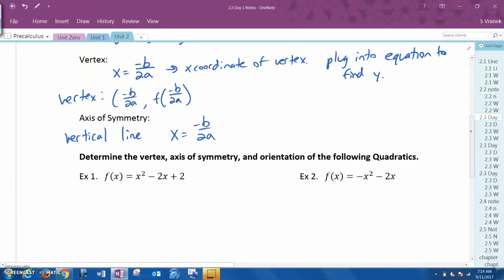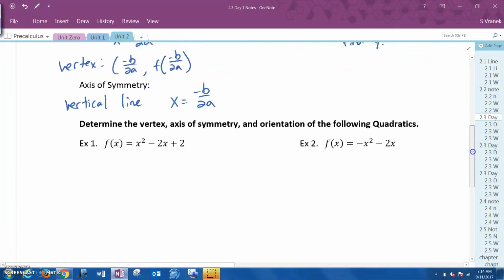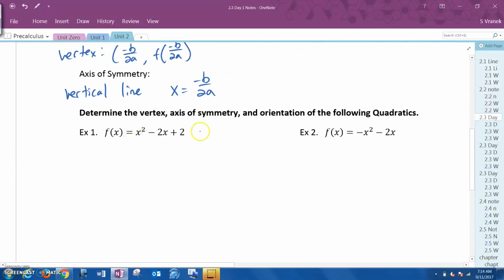Determine the vertex, axis of symmetry, and orientation of the following quadratics. Well, right away, you should be able to tell me the orientation. For this one, since the first number is a 1, by the way, we can write this out. A equals 1, B equals negative 2, C equals 2. Here we have A equals negative 1, B equals negative 2, and C equals 0 since there's no number. So the orientation for this one is up since A is positive. Orientation for this one, it would be down.